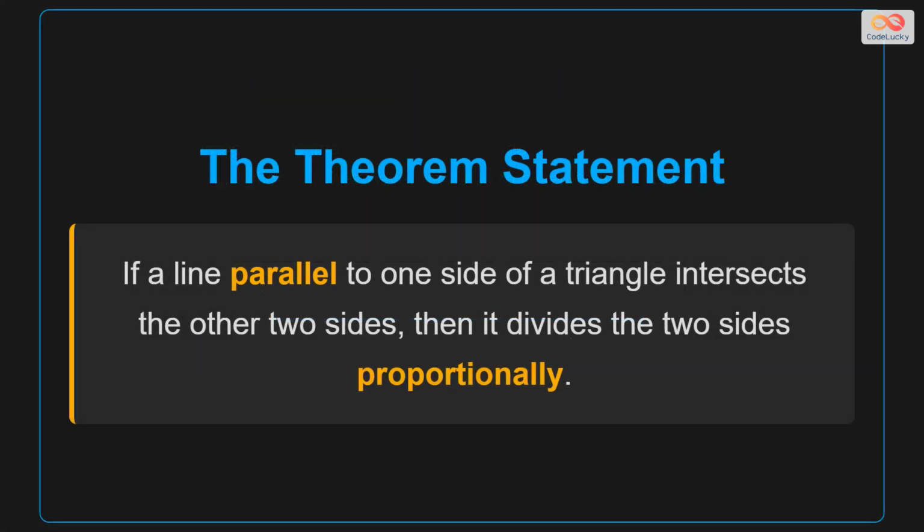Now for the main event. The Triangle Proportionality Theorem states that if a line parallel to one side of a triangle intersects the other two sides, then it divides those two sides proportionally. Let's break down what that really means.